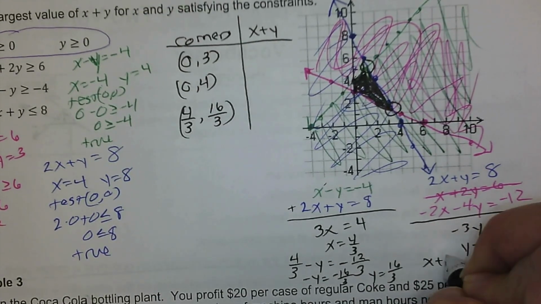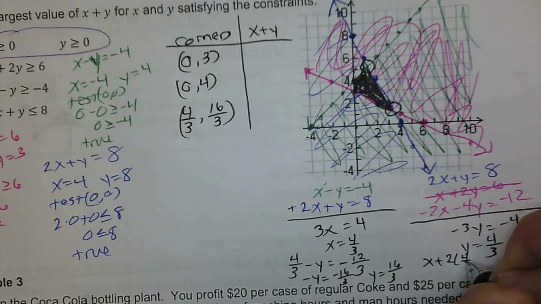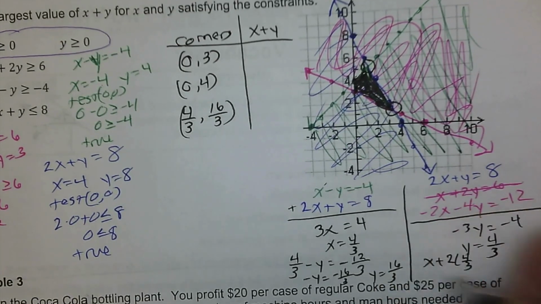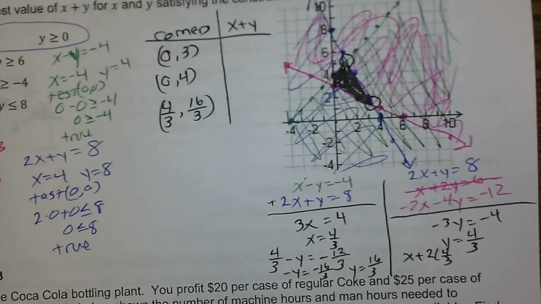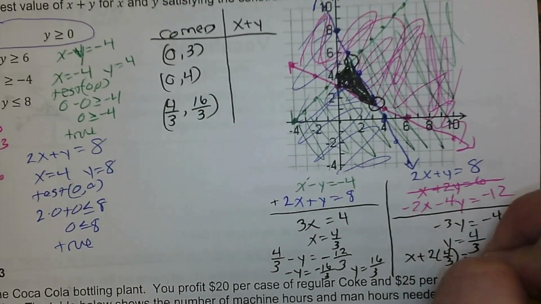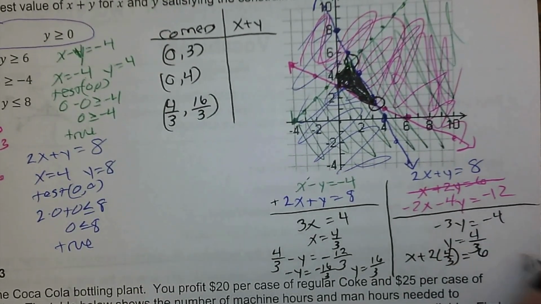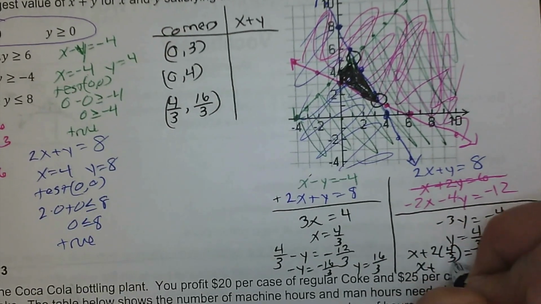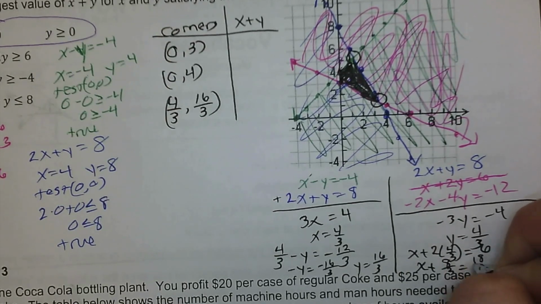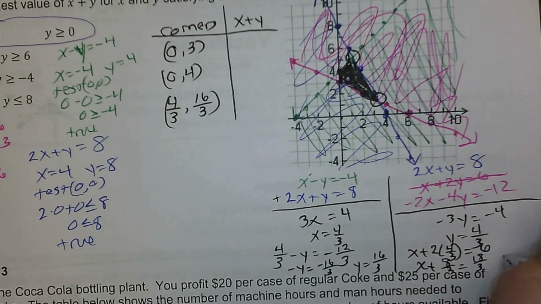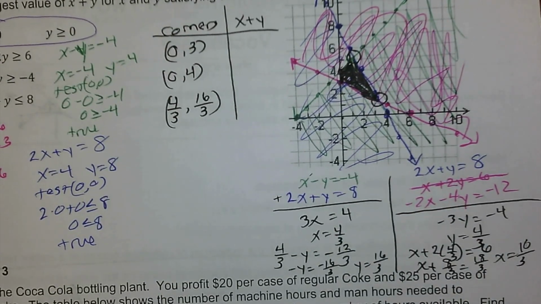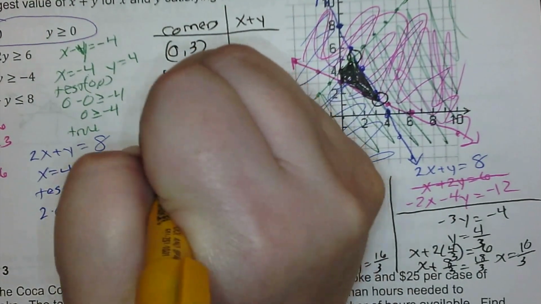X plus 2 times 4/3. Could put a little divider there. Help your teacher out. Equals 6. X plus 8/3 equals 18/3. X equals 10/3. Now, I was squeezed for room here.